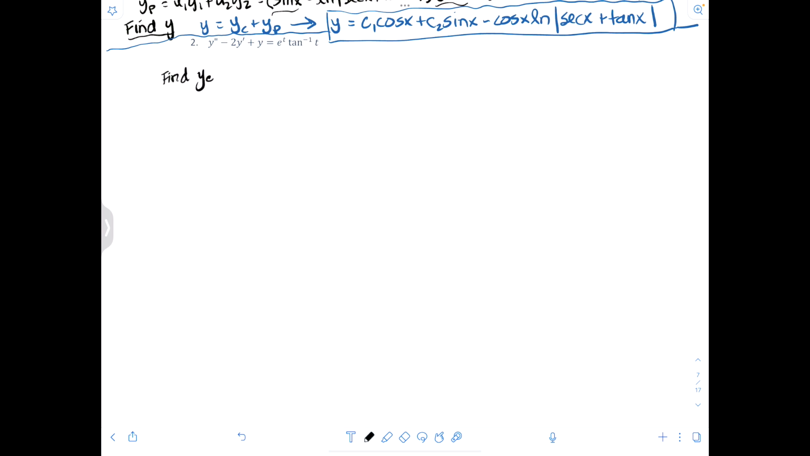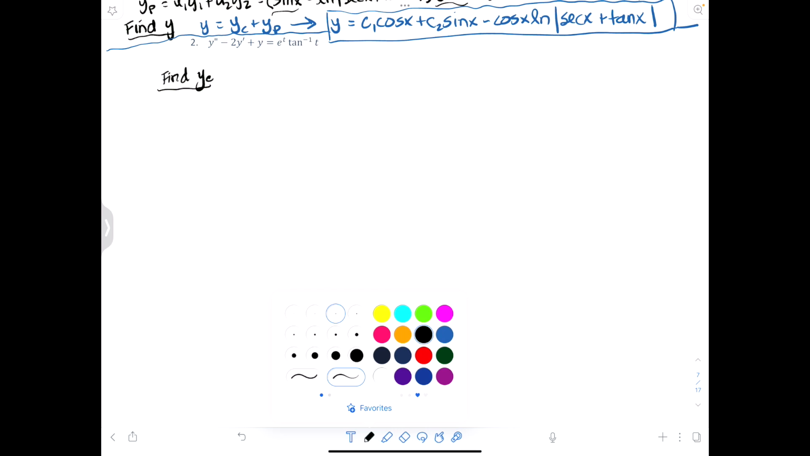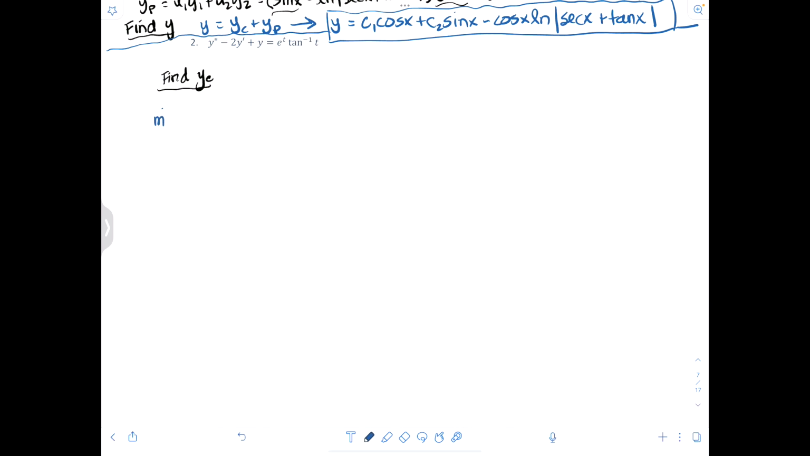So we want to find yc. The auxiliary equation is going to be m squared minus 2m plus 1 is equal to 0. And then we can factor that as m minus 1, the quantity squared, is 0. So we'll get m is equal to 1 with multiplicity of 2. So that gives us our complementary equation of e to the 1x for that first one.